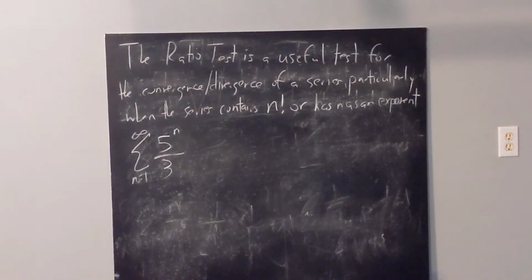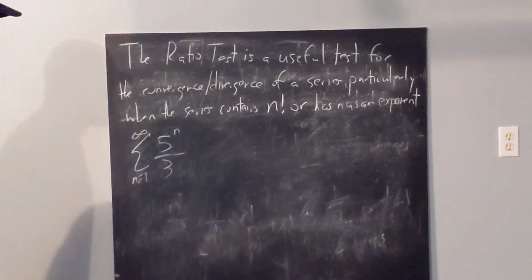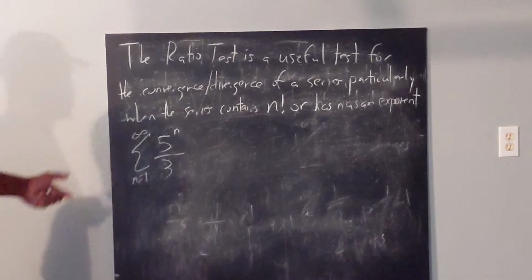Okay, the ratio test. The ratio test is a useful test for the convergence and divergence of a series, particularly when the series contains n factorial or has n as an exponent. In this case, we see n as an exponent. Now, one thing that you notice, a lot of series can be solved with multiple tests.